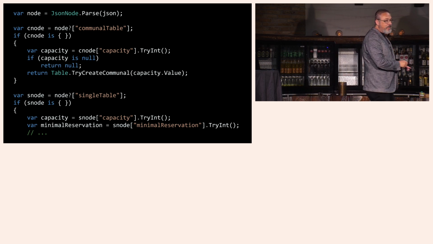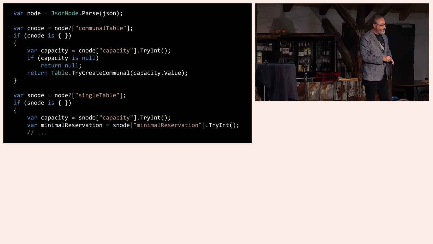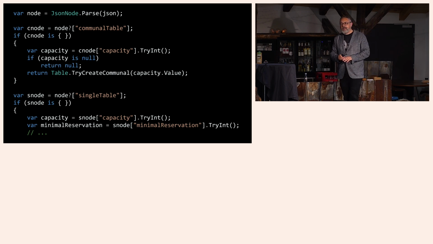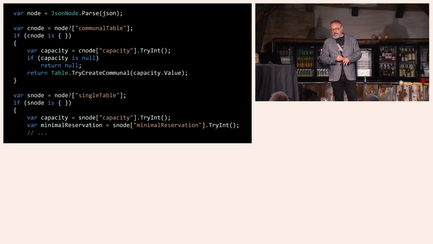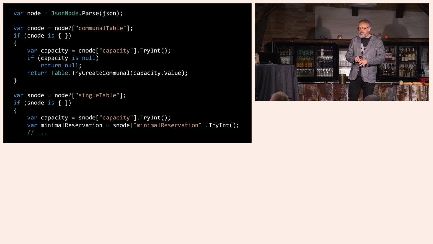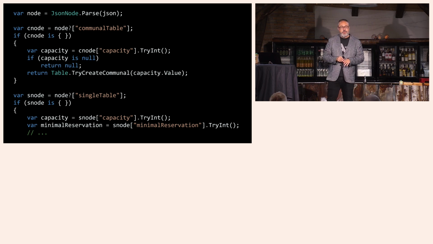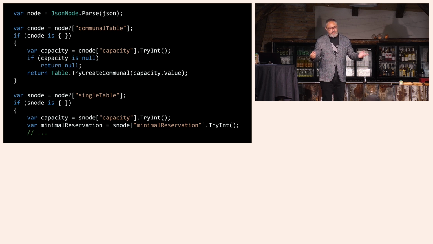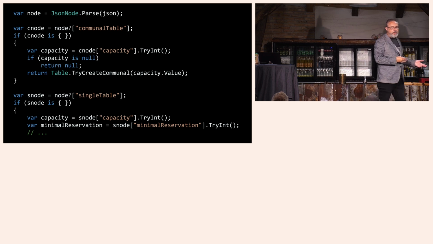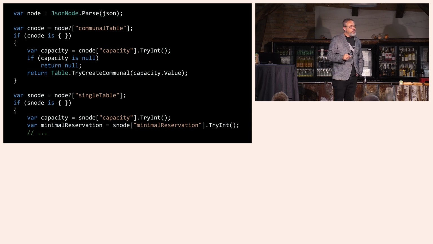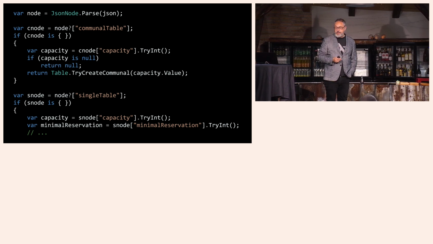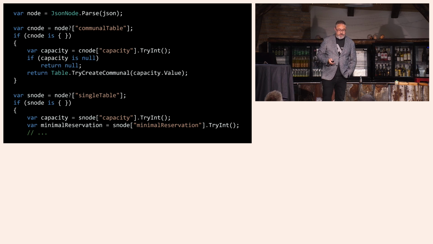So we just say, well, let's parse the JSON. The JSON variable here is a string. Let's just try to parse it. The node that we get back is an abstract syntax tree, and then you just query it. You say, do you have a node called communal table? If you do, then I expect you to also have a property called capacity, and I expect that to be an integer, and now I can create a communal table out of that. Otherwise, I can ask the abstract syntax tree, do you have a node called single table? And then we proceed in the same way. Again, a more low-level approach that is less typed, but also saves a little bit of type declaration up front, which is sometimes an advantage.